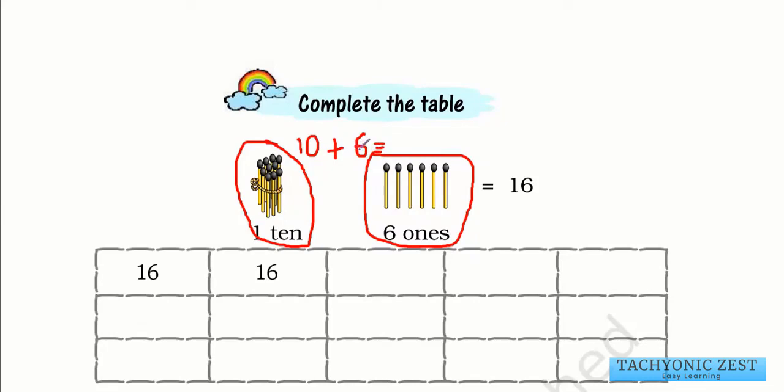So 10 plus 6, in order to find that, we will start counting from 10. So after 10 we will count. Then we need to count all the 6 matchsticks to add 6. So after 10 it is 11, 12, 13, 14, 15, 16. So the final answer we get is 16. So we have to write 16 in all the boxes.